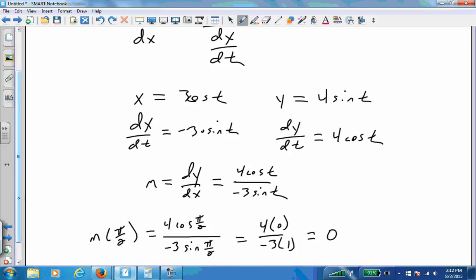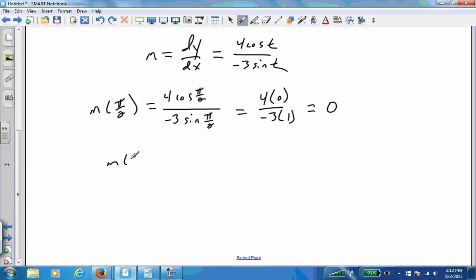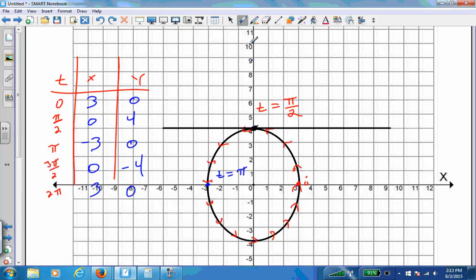What was the other t over there? Pi? So if we want the slope at pi, what's cosine at pi? Negative 1. What's sine at pi? 0. So we get something over 0, which is undefined. What kind of tangent line do we have on the left side? Yeah, we have a vertical one. What's the slope of a vertical line? Undefined. The slope of a horizontal line is 0, but the slope of a vertical line is undefined.